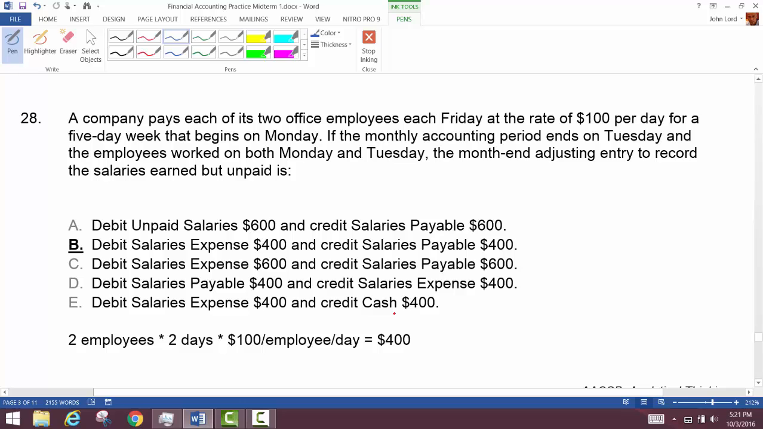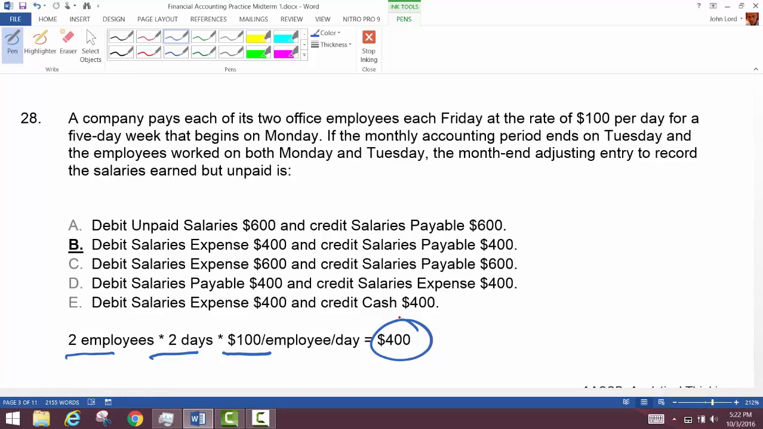A company pays its 2 office employees $100 per day, 5 days a week that begin on Monday. If the monthly accounting period ends on Tuesday and the employees work both Monday and Tuesday, what should we do? So we've got 2 employees. They work Monday, Tuesday, and we're paying them $100 a day, so that's $400 of expense that we have for those last 2 days of the month or the year, whatever it was, right?